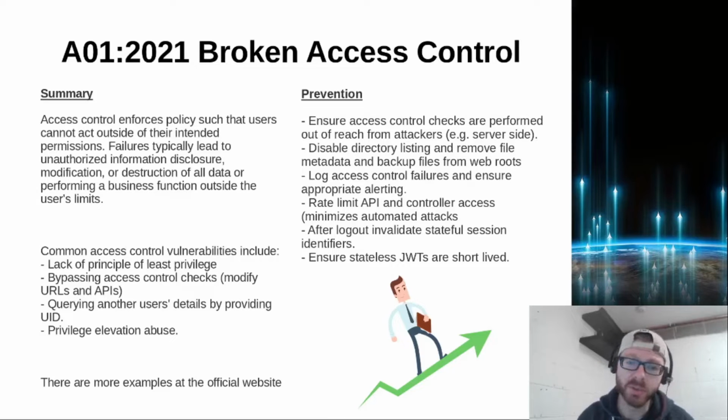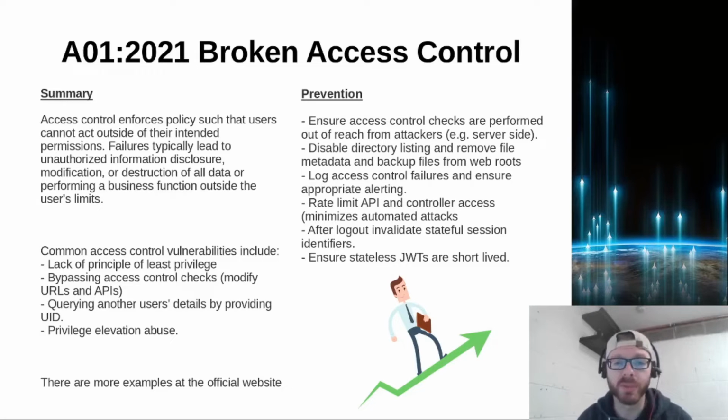Common access control vulnerabilities include lack of principle of least privilege, so giving somebody more access than they actually should have, than what they really need to do their job, let's say. Bypassing access control checks, so modifying URLs and APIs. Querying another user's details by providing a different user identifier. And privilege escalation abuse. Now, there's more examples on the OWASP website, but they are some of the key examples, some of the more common ones you'll hear about.